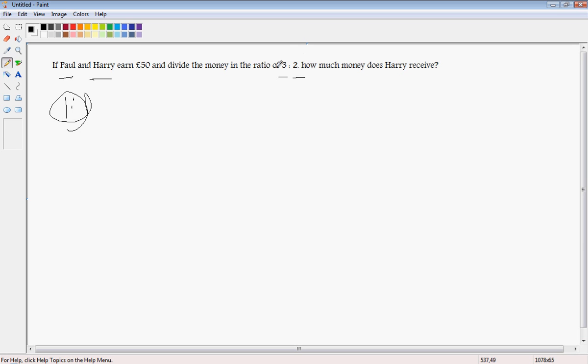As I said, I mentioned the term shares. So Paul receives 3 shares, Harry receives 2 shares. So in total there are 5 shares. Now if I divide the number of shares into the amount of money that we're dealing with, that will tell me the value of 1 share.